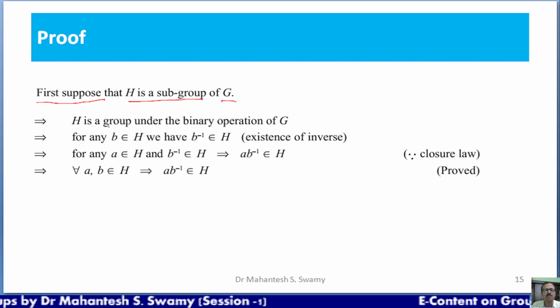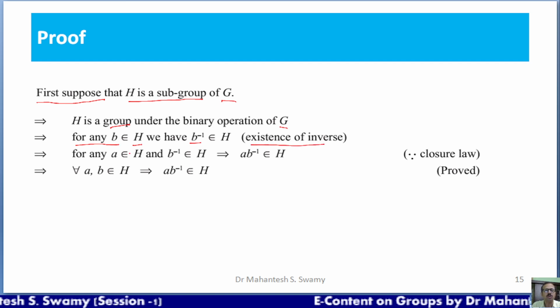Since H is a subgroup of G, H must be a group under the same binary operation as that we have defined for G. So when H is a group, for any element b belonging to H, the inverse of b must exist. That is the existence of inverse that we have already seen. So the inverse of b must exist. Now we have two elements. One is a, for any element a, and the other is b inverse. We are not considering b. We are considering this b inverse, which has already existed in H as per our inverse law. So we are having two elements which are belonging to H.